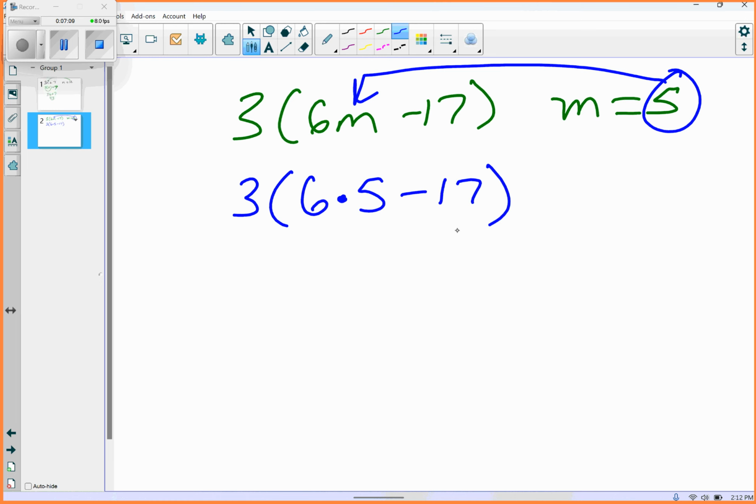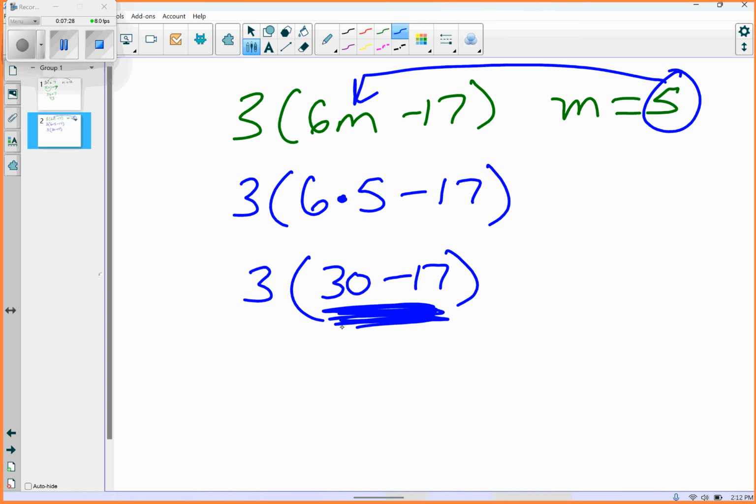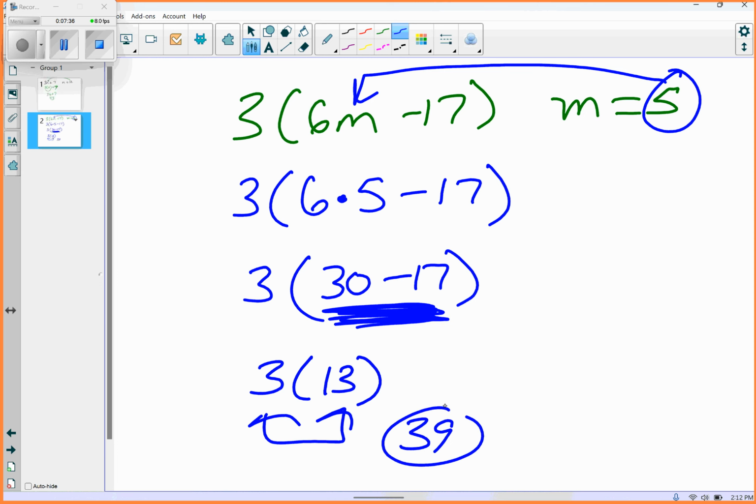Order of operations says to do parentheses first, but what's inside the parentheses we should do first? So this is going to give me a 30, and that's going to give me a minus 17. Fist of 5 that you're understanding where I'm at so far in this problem. Cool. All right. Do the parentheses first. What's that going to give me? 13. And then last thing, times. So 39. Cool.